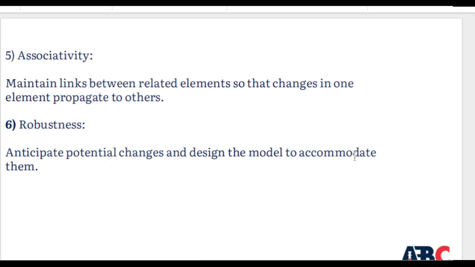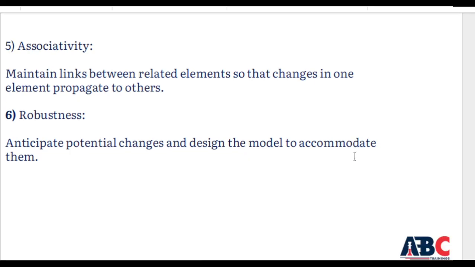And the fifth one is associativity: maintain links between related elements so that changes in one element propagate to others. The sixth one is robustness: anticipate potential changes and design the model to accommodate them.